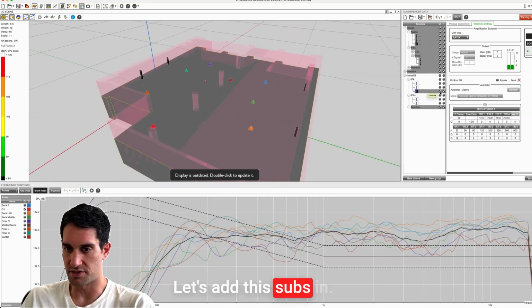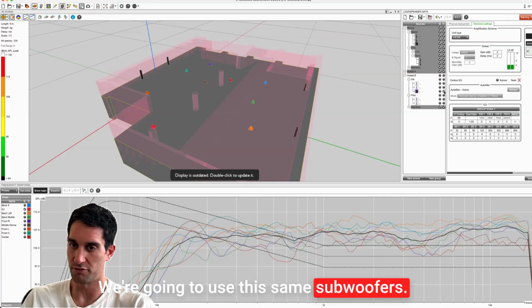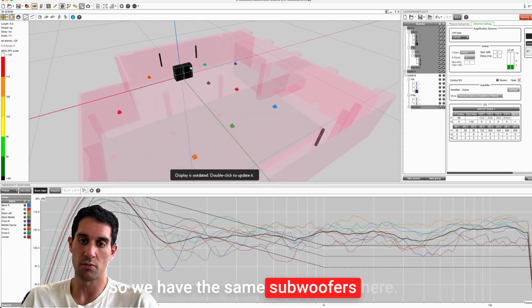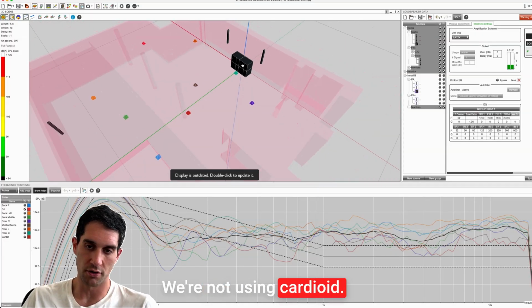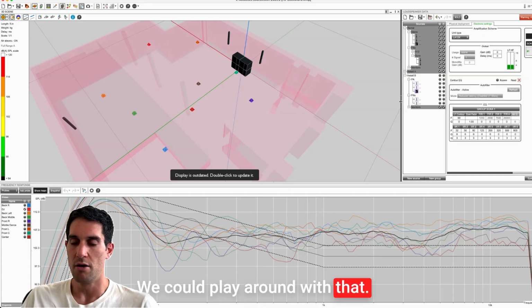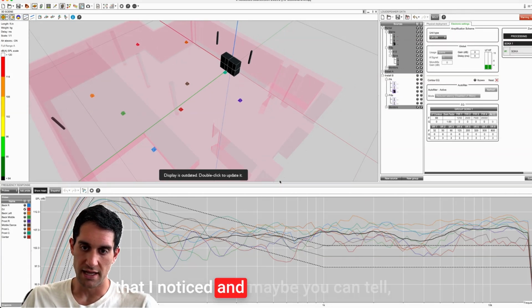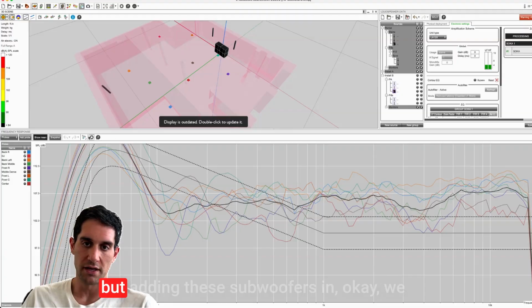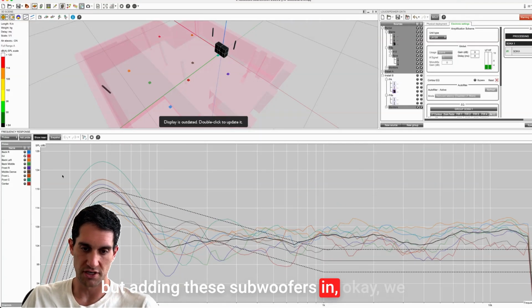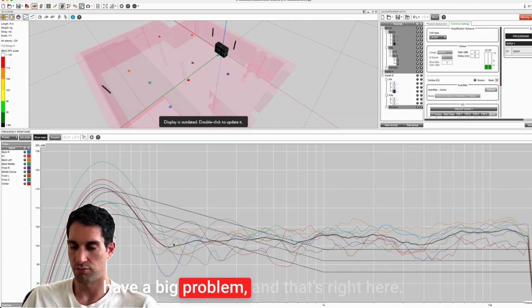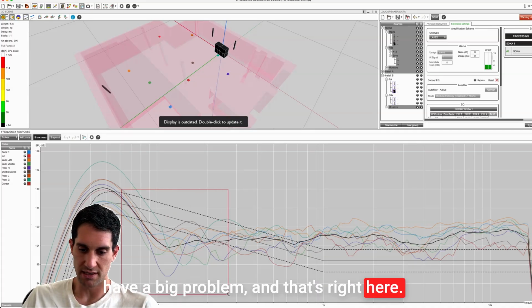Let's add the subs in. We're going to use the same subwoofers. So we have the same subwoofers here. We're not using cardioid. We could play around with that. But before doing that, there was something that I noticed, and maybe you can tell, but adding these subwoofers in, okay, we have a big problem, and that's right here.